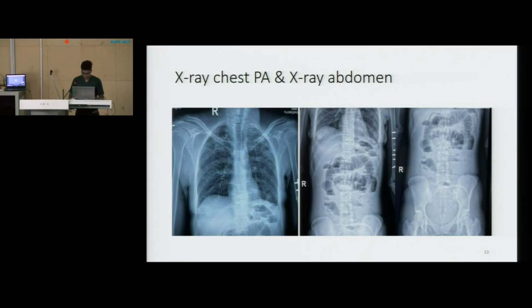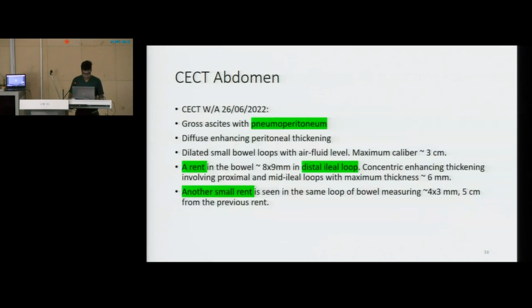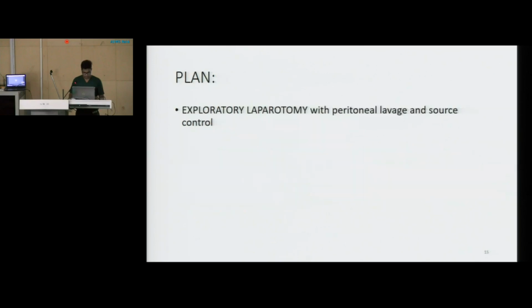Since this was not corroborated with our clinical findings, we went ahead with the CT scan of the abdomen. A CT scan was done which showed pneumoperitoneum and ascites, 2 perforations in the distal ileal loops without any evidence of transition zone, narrowing or stricture. Because of pneumoperitoneum with ascites which showed leak of contrast, we took her up for surgery.